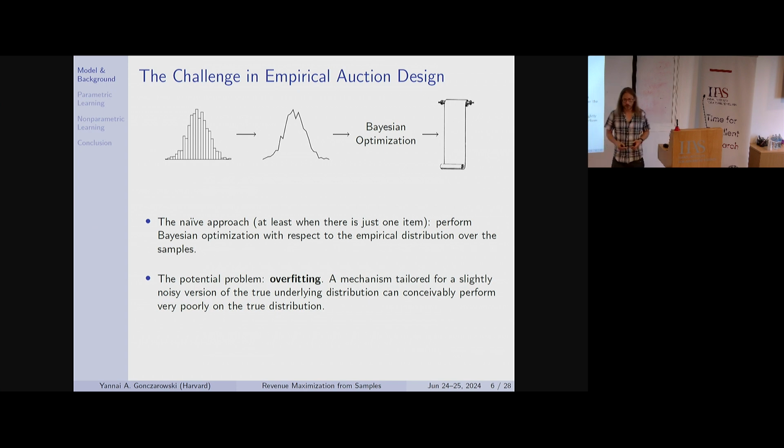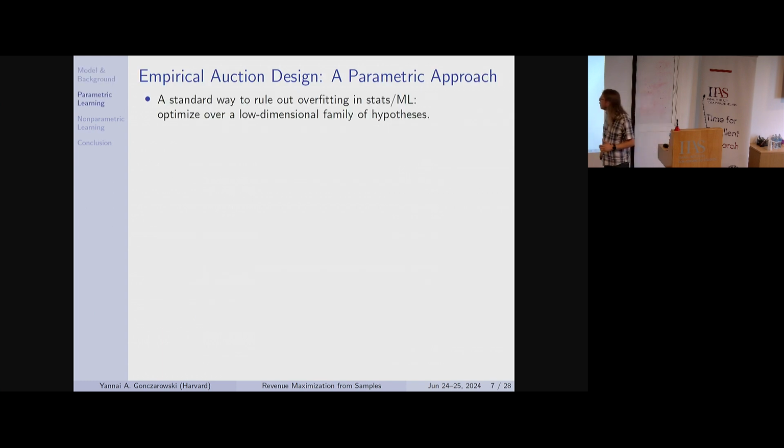It's known as the curse of dimensionality, generally speaking in machine learning and statistical learning. If you're tweaking many, many parameters, you might overfit to the specific samples. A standard approach in statistical learning theory or machine learning is, well, if we optimize over a low-dimensional family of hypotheses, in our setting, if we optimize over a low-dimensional family of auctions, maybe we won't overfit.